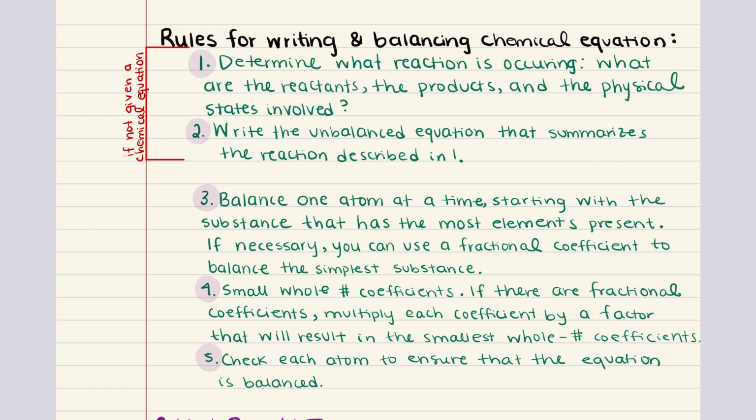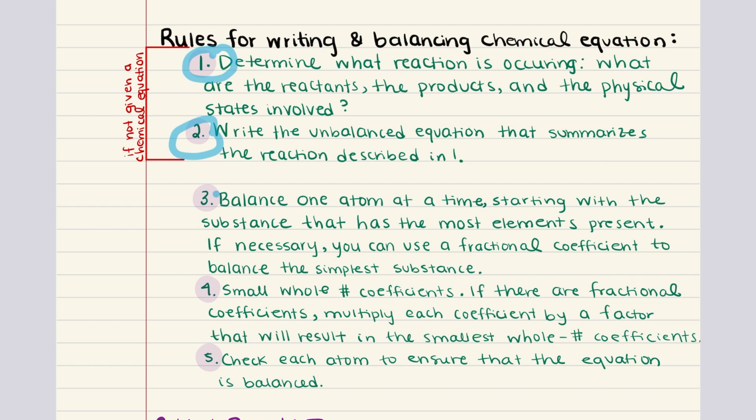The first step involves identifying the reaction. You start by determining the reactants, the products, and their physical states. Then you can go ahead and summarize the reaction in its basic form, including all of the species involved. So you're essentially writing the unbalanced equation.